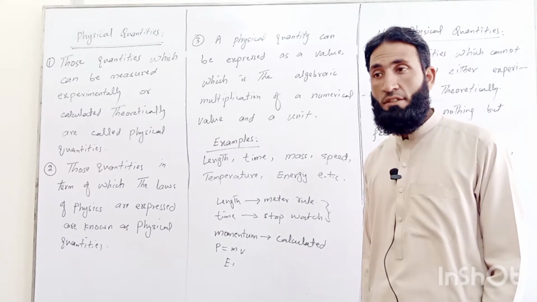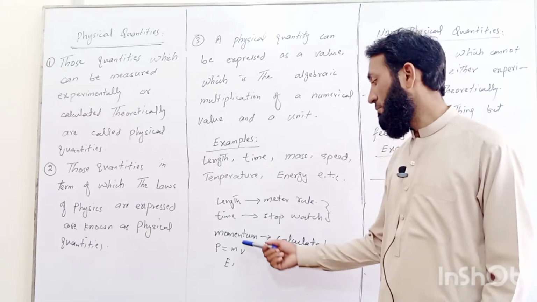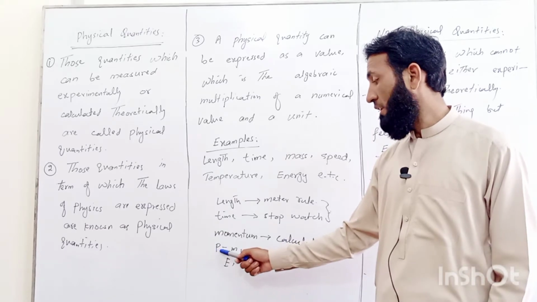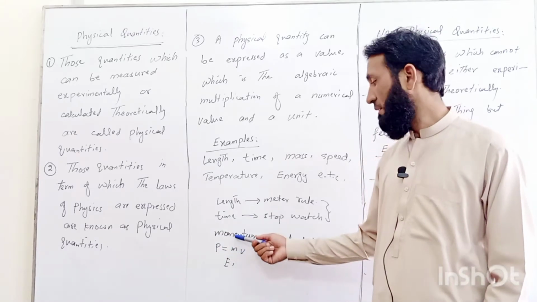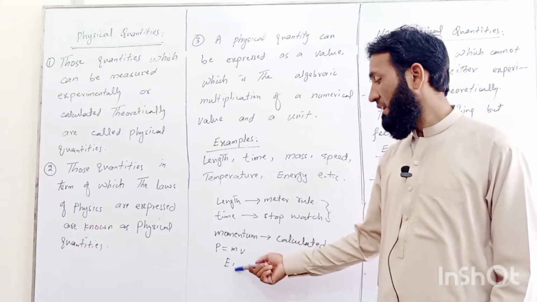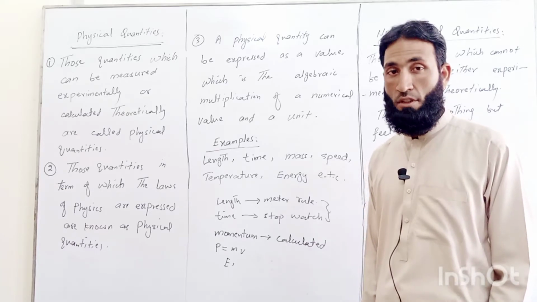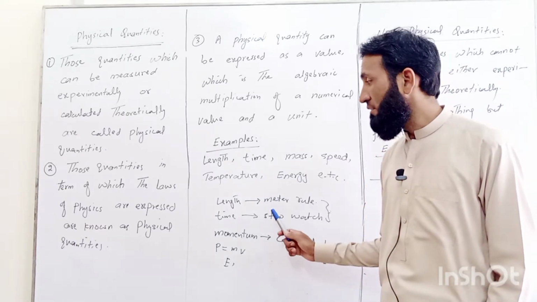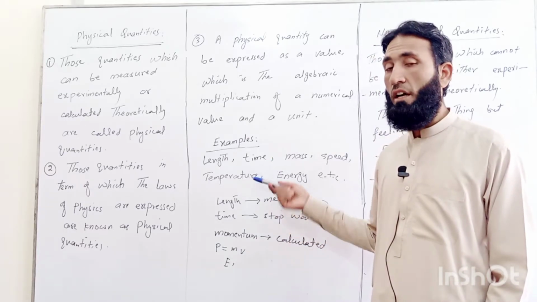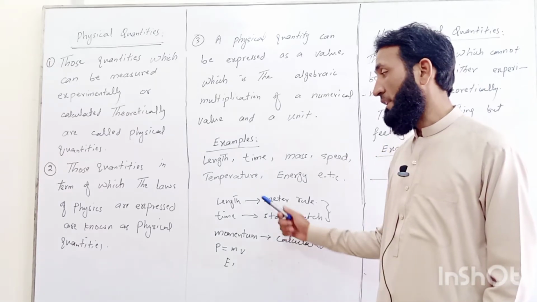For those, we use mathematical formulas. For example, momentum can be calculated theoretically using the formula P equals mv, where m is the mass of the body and v is the velocity of the body. This is linear momentum. Similarly, we can measure the energy using theoretical calculations. So those quantities should be considered physical quantities which can be measured experimentally or calculated using mathematical formulas.